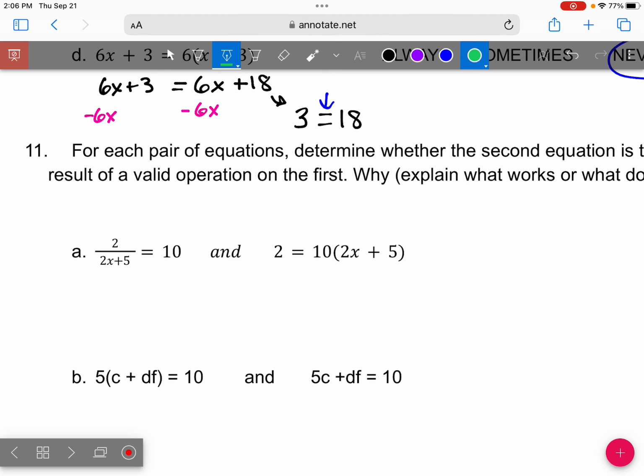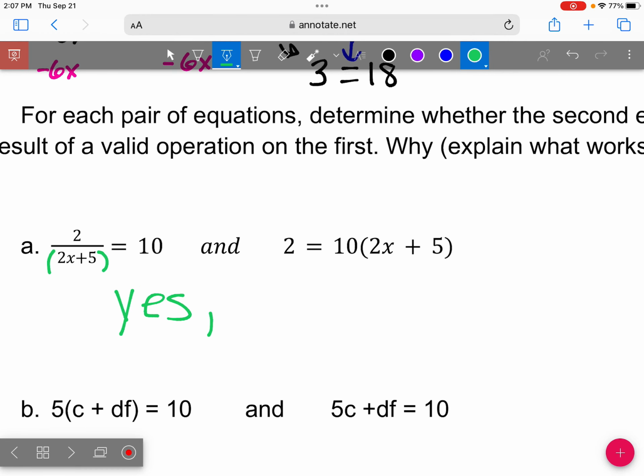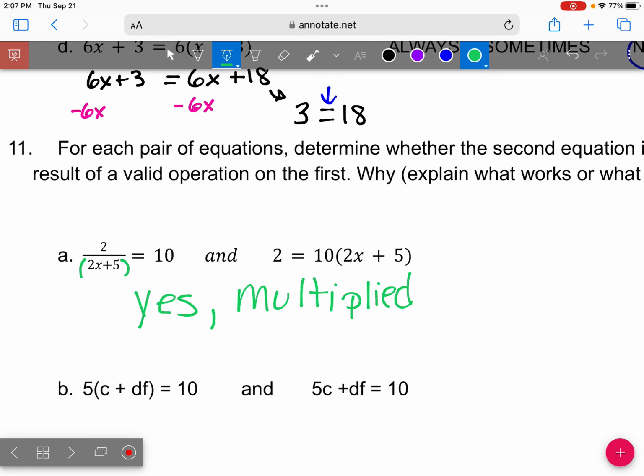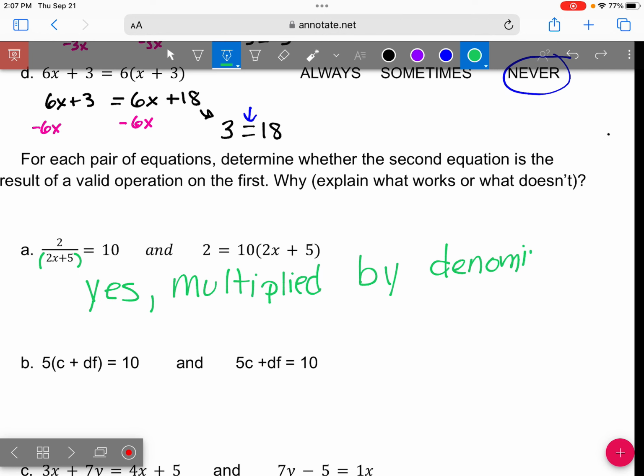So what did they do here? How did they get from this side to here? They multiplied 2x plus 5 on both sides. Are we allowed to do that? Yes, so this is a valid operation. They multiplied by the denominator. In fact, that is how we solve those. You're allowed to multiply by the denominator. Totally fine.